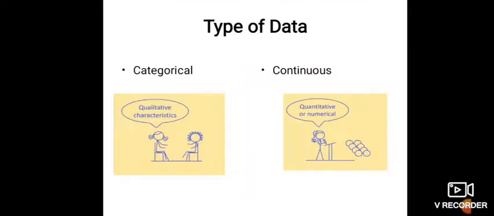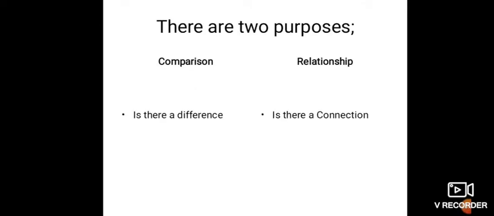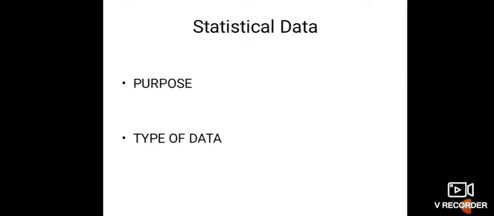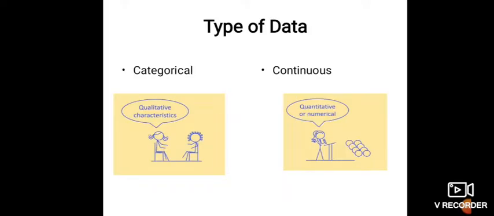The first thing while choosing a statistical test is the purpose, and the second is the type of data. The purposes are two, that is comparison and relationship. The type of data follows like this: whether the data is categorical or continuous, based on which the tests will be applicable.